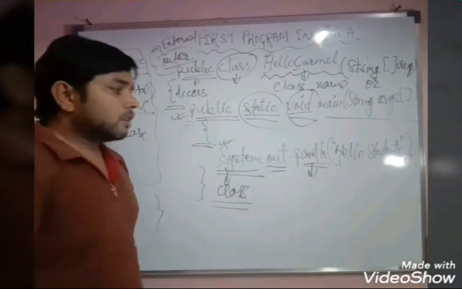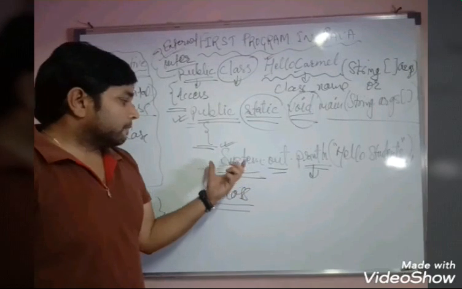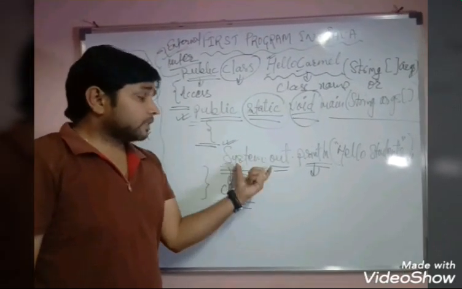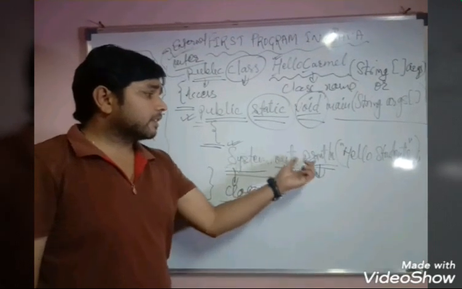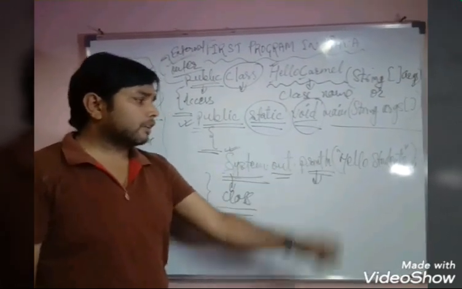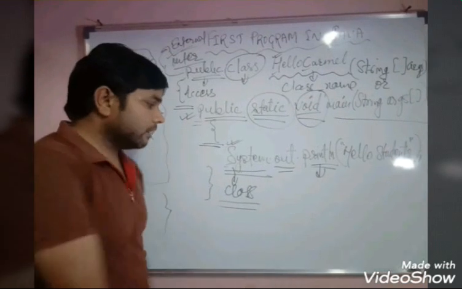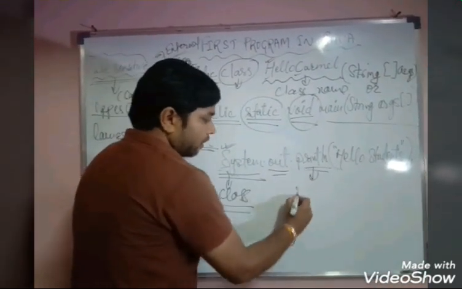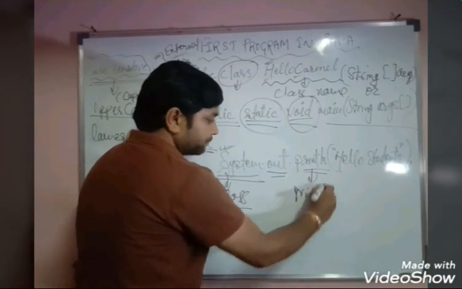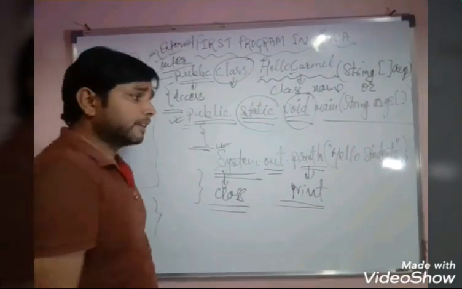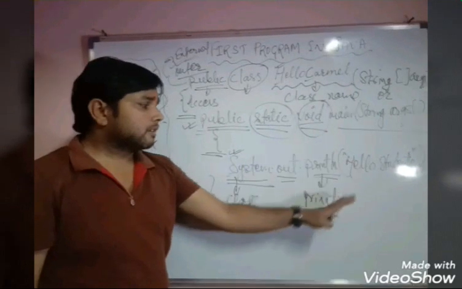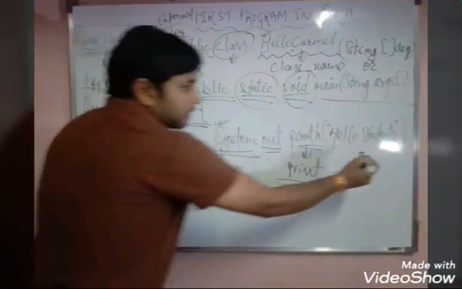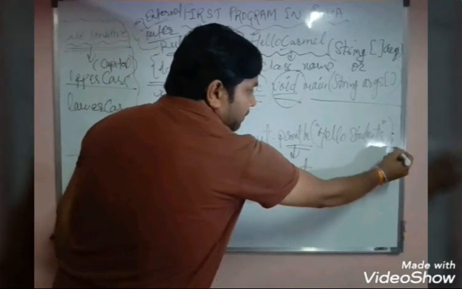Println is used to print the data. So System is a class name, which is written in the println also. So println is a method. So println is used to print the data. You can also use print in the place of println. So this is the syntax of writing your Java programming, ending with a semicolon.